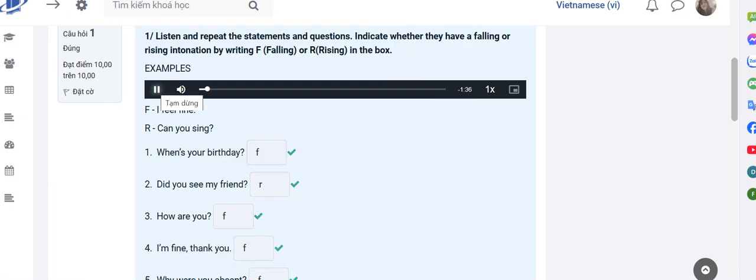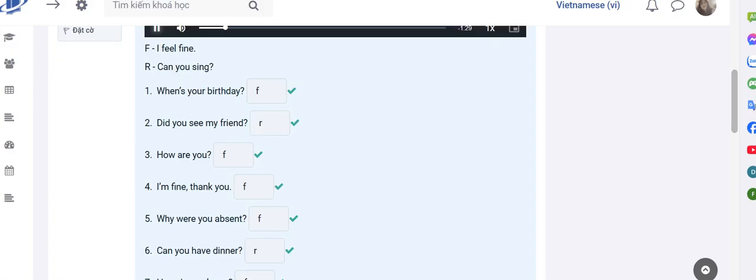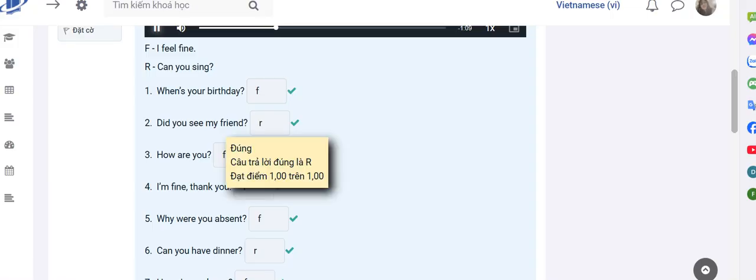And questions, indicate whether they have a falling or rising intonation by checking the appropriate box. Examples. I feel fine. Can you sing? 1. When's your birthday? 2. Did you see my friend?